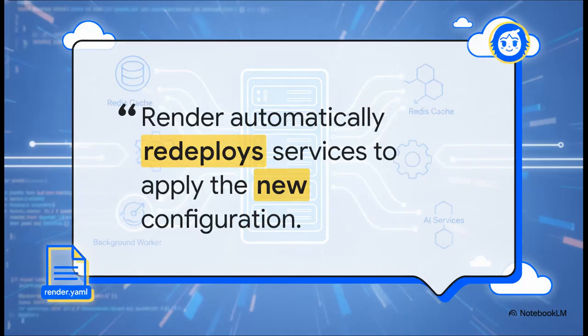The truly beautiful thing about this approach is that whenever you update a blueprint, Render automatically redeploys any affected services to apply the new configuration. This means your render.yaml file acts as a single source of truth for your entire app. As your infrastructure grows over time, maybe you decide to add a Redis cache or a background worker later on, you manage it all from this one single file instead of clicking endlessly through dozens of confusing cloud menus.